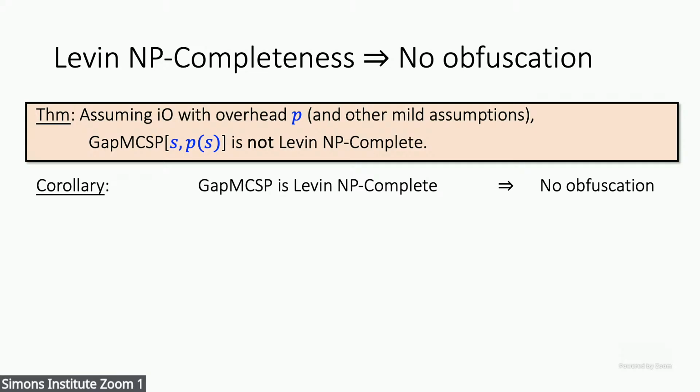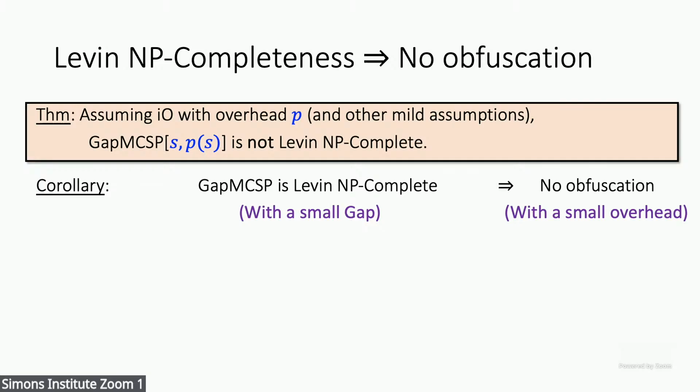So we will only be able to show that if gap MCSP is Levin NP complete with a small gap, then there is no obfuscation with a small overhead. But if you are able to prove that gap MCSP is Levin NP complete for any polynomial gap, then we will get that there is no obfuscation. So if you need a reason to try to prove that gap MCSP is NP complete, this is a good reason.